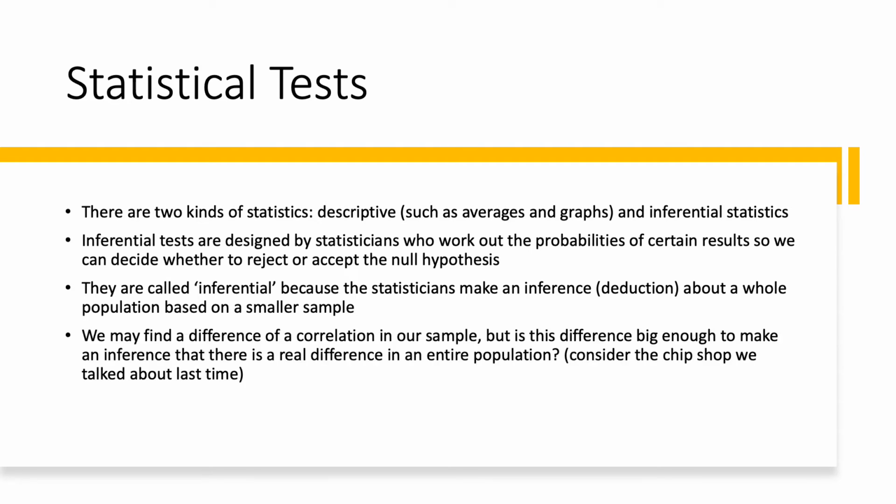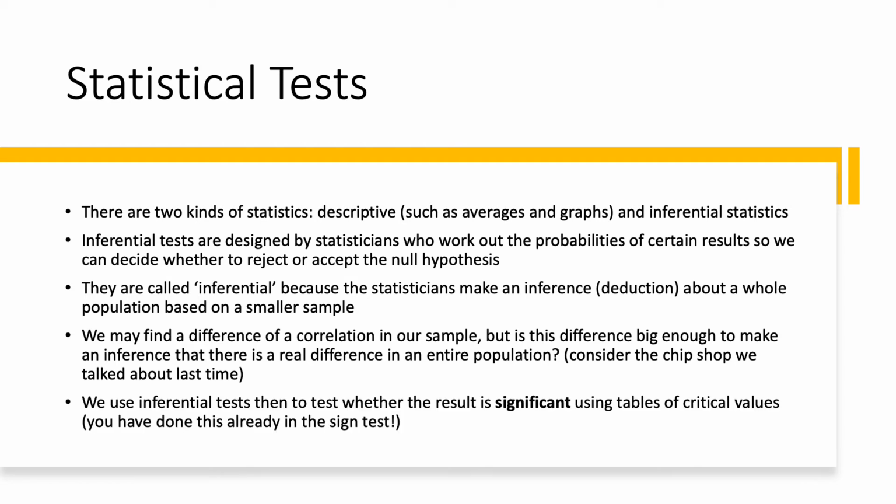We may find a difference or correlation in our sample, but it's this idea of finding out if the difference is big enough in order to be able to make an inference about the entire population. And we use inferential tests to test whether the result is significant using tables of critical values. And we're going to look more at critical values today, but we have already done this when we looked at how we complete a sign test. And just as a reminder, the sign test is the only one you will be asked to calculate in an exam.